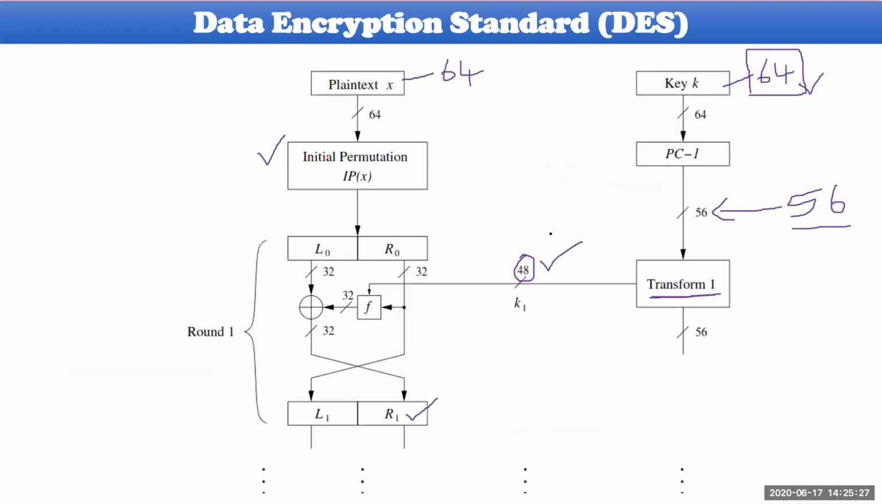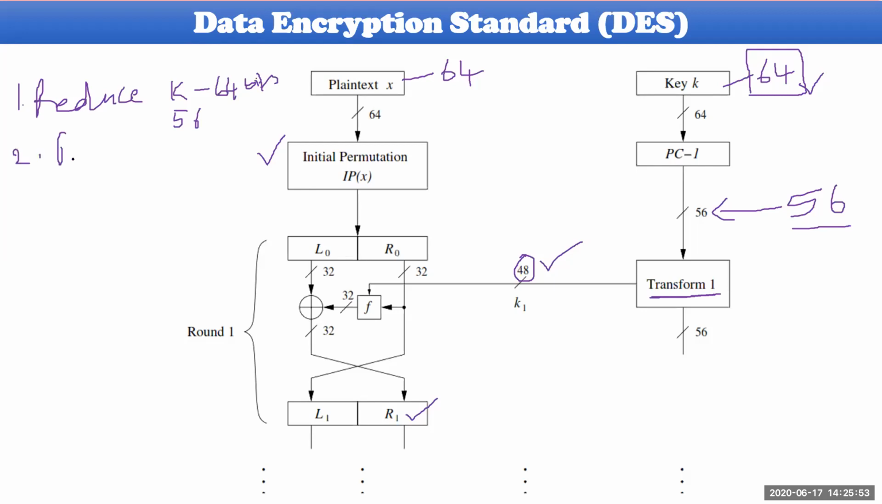First operation in encryption round 1 is to reduce the key from 64 bits to 56 bits. This is the first operation. After the 56-bit reduction, what shall we do next?